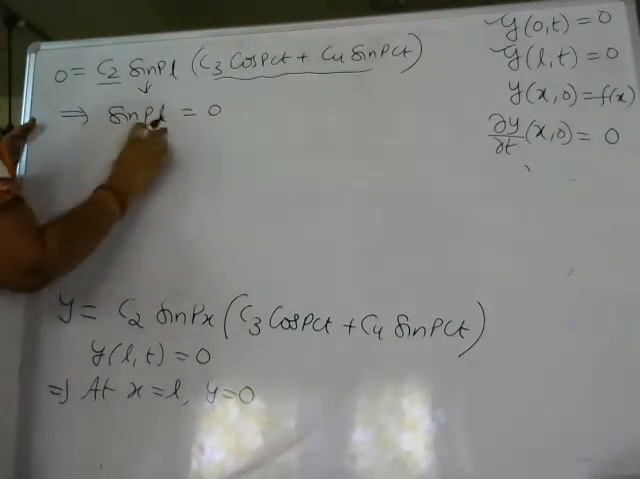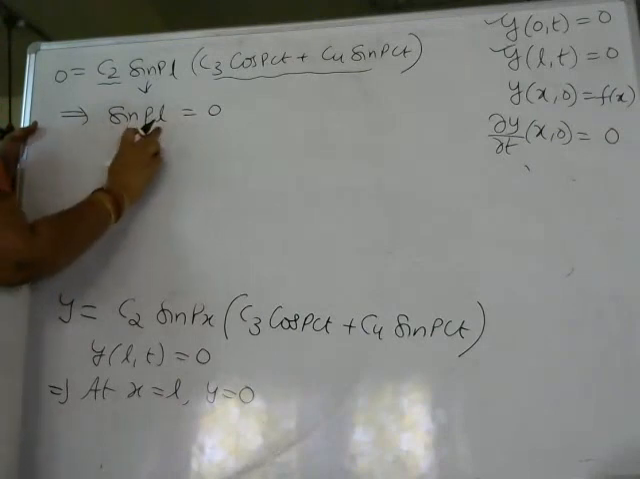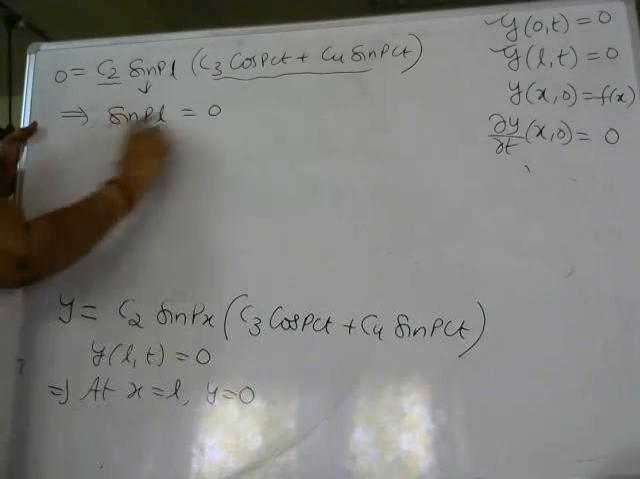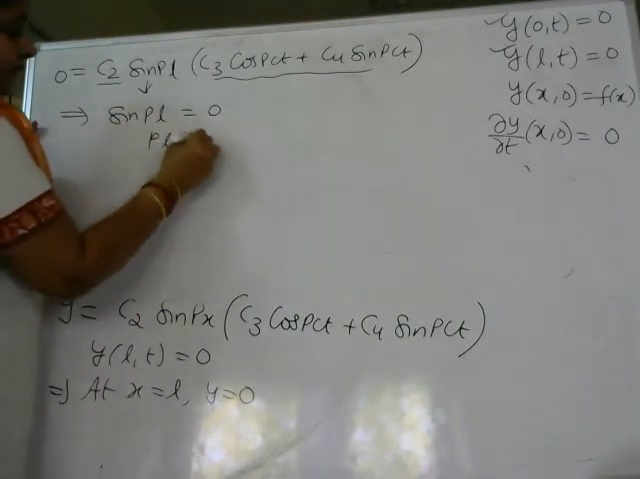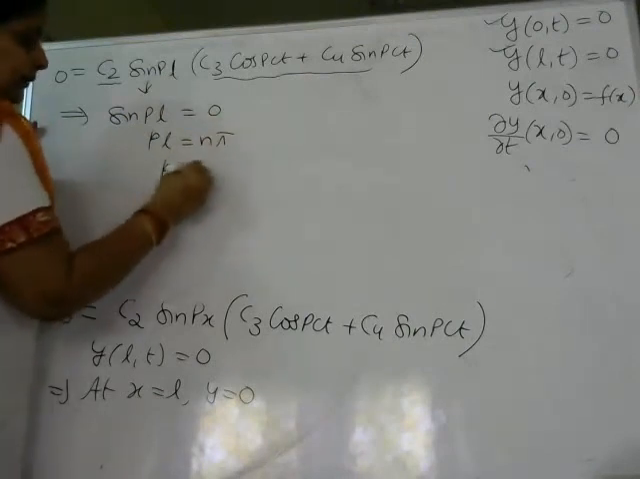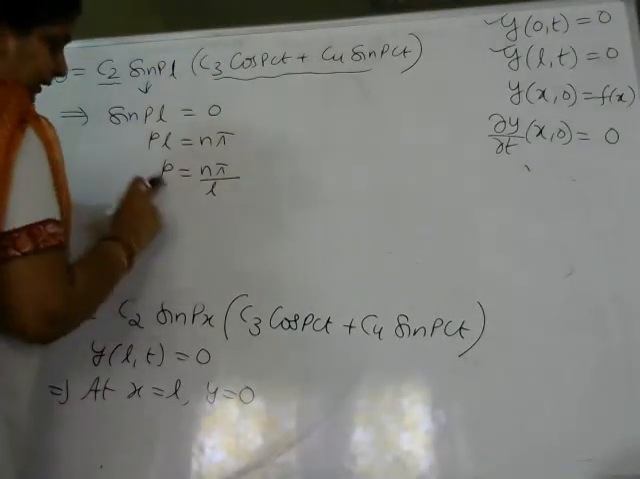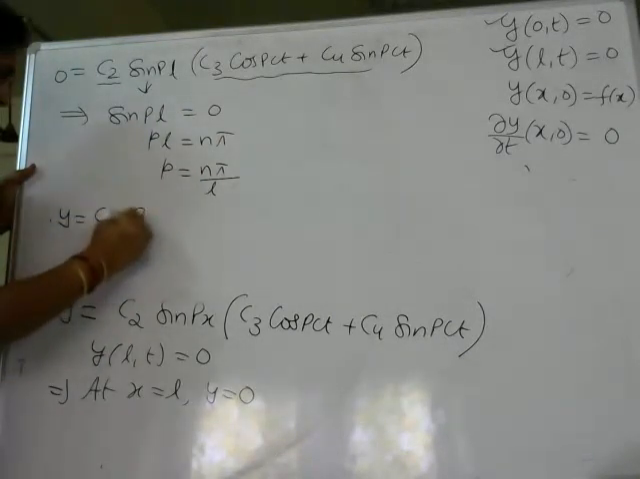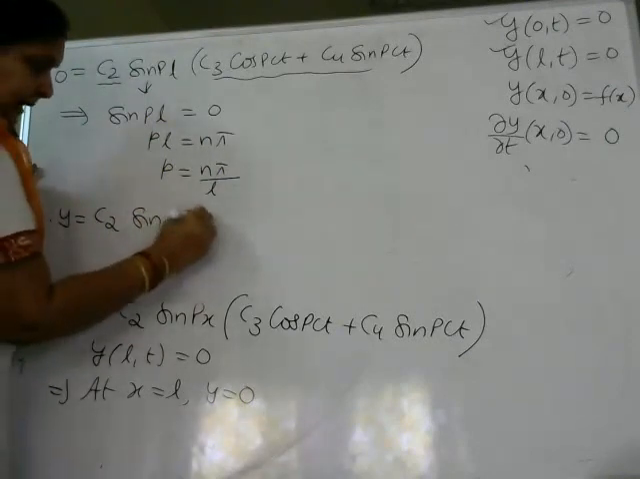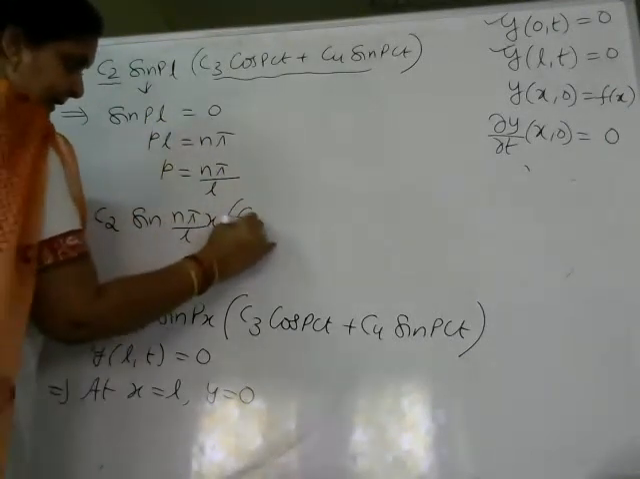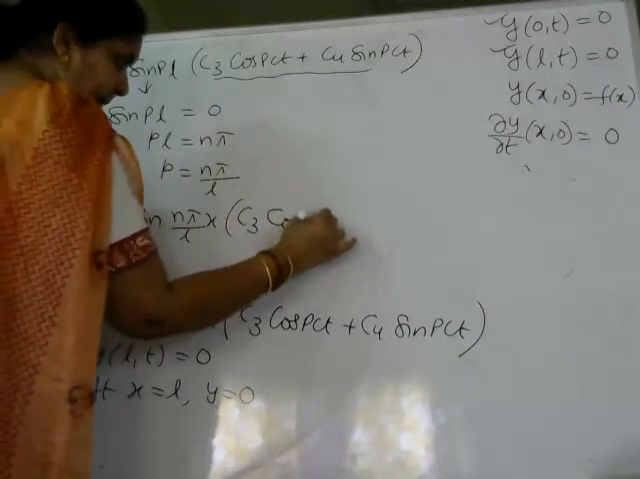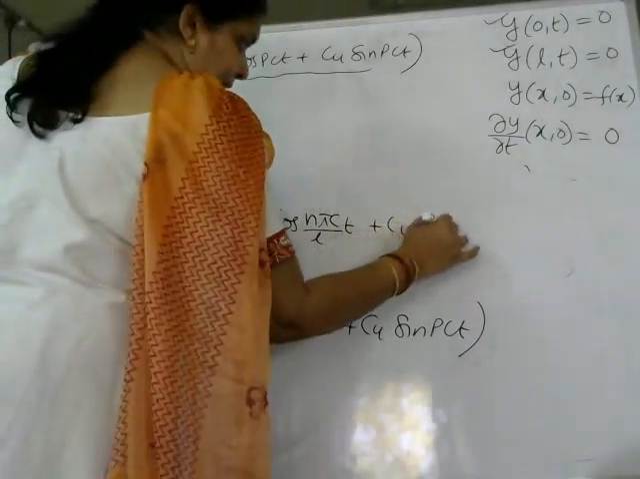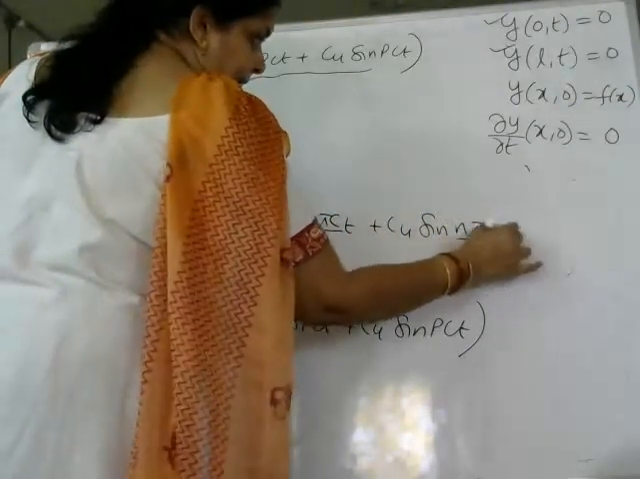When will the value of sine function become 0? Sine theta is equal to 0 if theta is equal to multiples of pi. Sine pi, sine 2 pi, sine 3 pi, sine 4 pi, so on becomes 0. Means PL is equal to n pi, or P is equal to n pi by L. Now this P we substitute in y. Therefore, y is equal to C2 sine n pi by L x, C3 cos n pi C by L T plus C4 sine n pi C by L T.